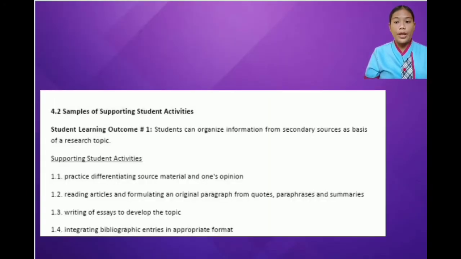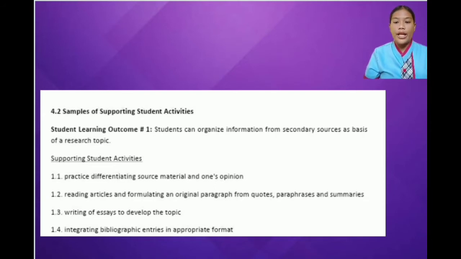Student learning outcome number 1, students can organize information from secondary sources as basis of a research topic. Supporting student activities. First, practice differentiating source materials and one's opinion. Next, reading articles and formulating an original paragraph from quotes, paraphrases, and summaries. Next, writing of essays to develop the topic.